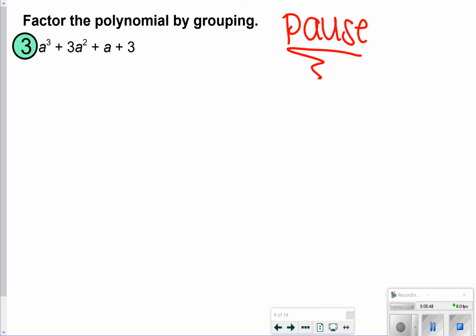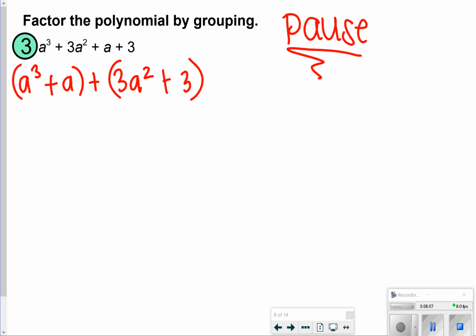All right, so what we noticed here is we have some a's and we have some 3's. So what I did is I rewrote it so that I have a to the third plus a together, and then 3a to the second plus 3 together. The reason why I put the a's together is because they have an a in common, and the reason why I put the 3's together is because they have a 3 in common.